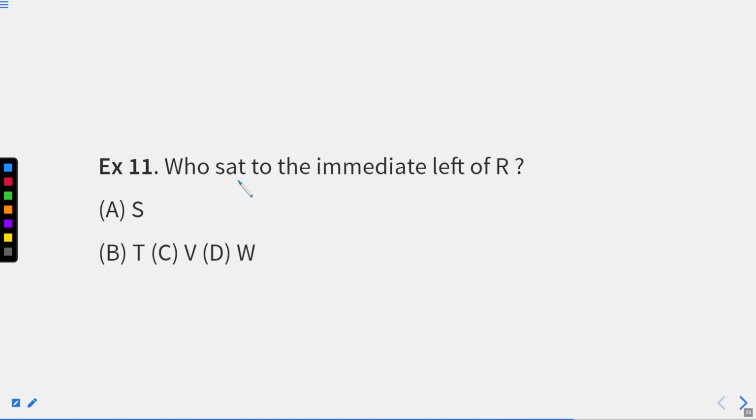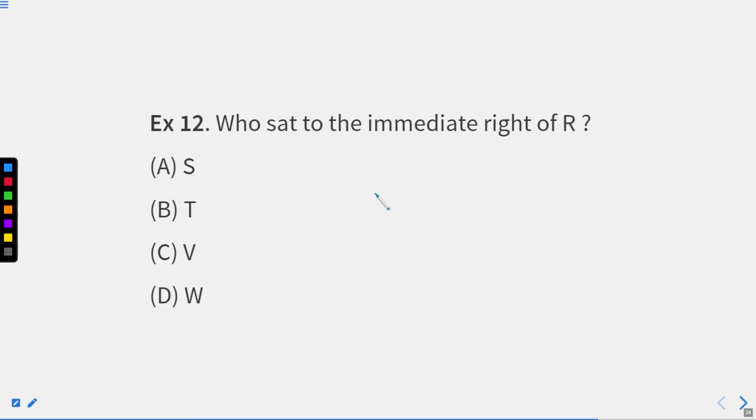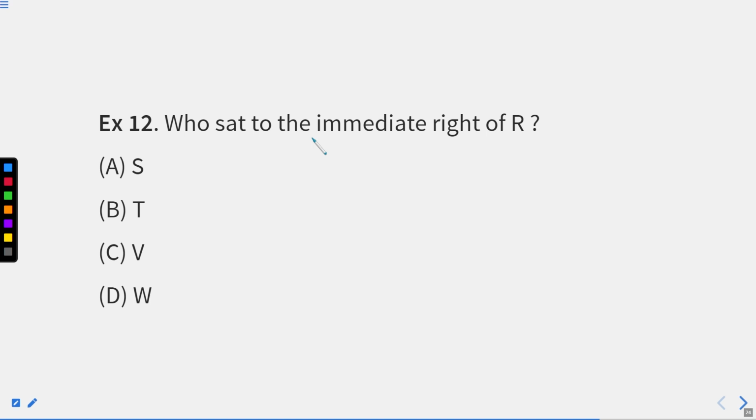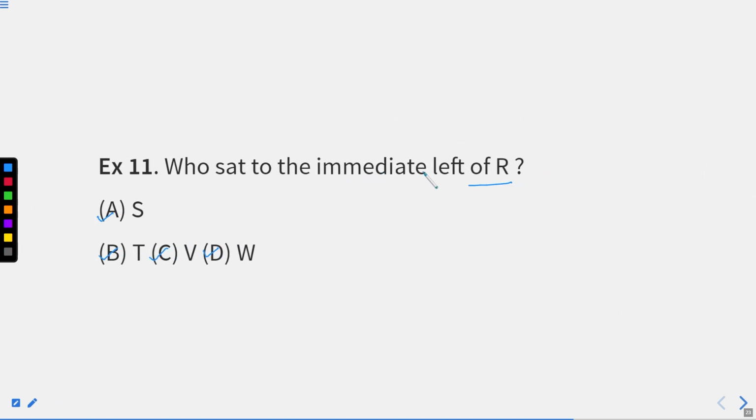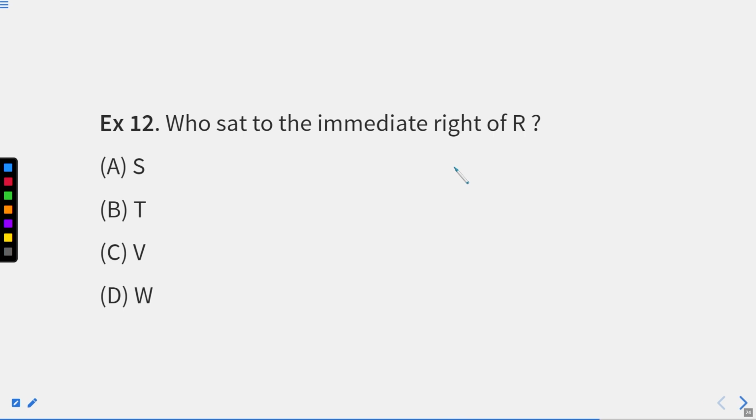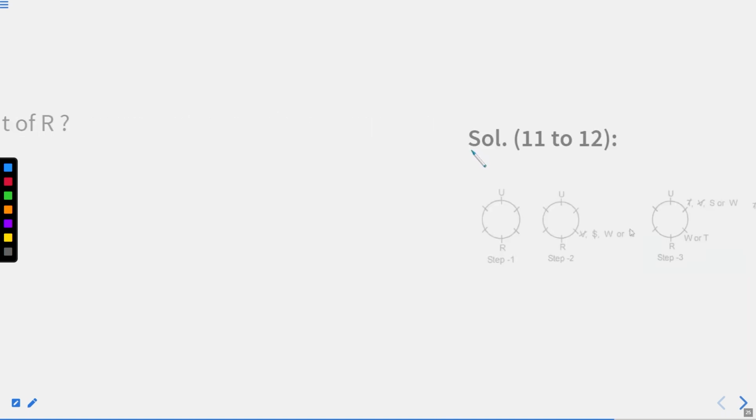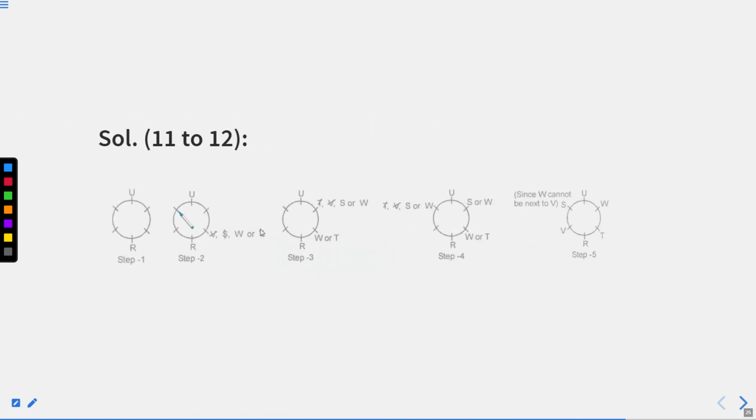First, we will read the question, how we are supposed to proceed. Who sat immediate left to R? Okay, we need to find this. Option A is this, B is this, C and D. Four options are given. Again, immediate left to R is asked in the question. Who sat to the immediate right of R? First the question is immediate left to R. Now the question is immediate right to R. So we'll form the diagram step by step.